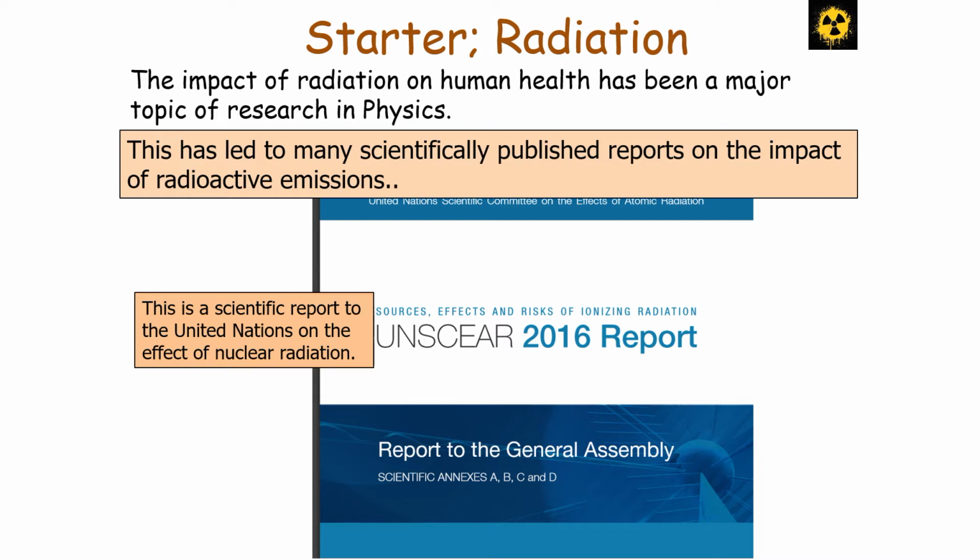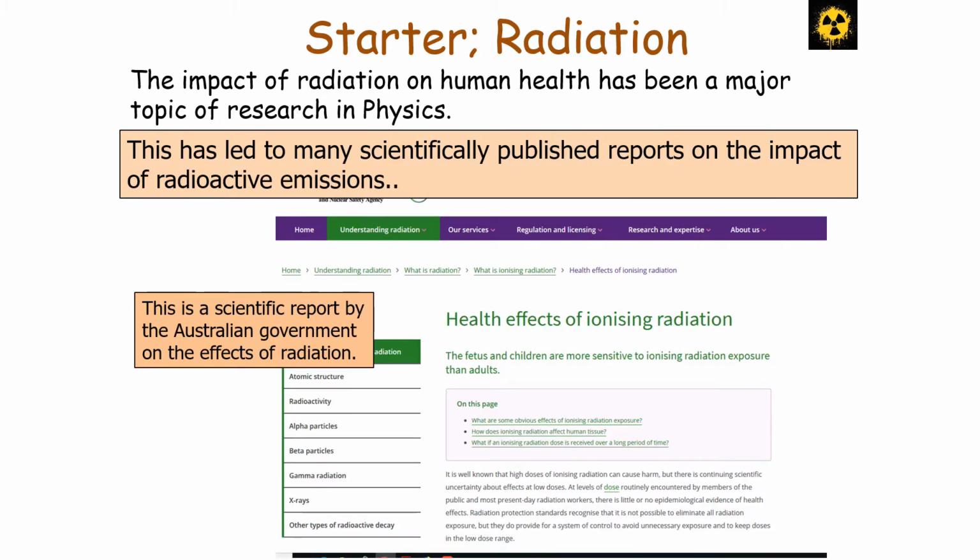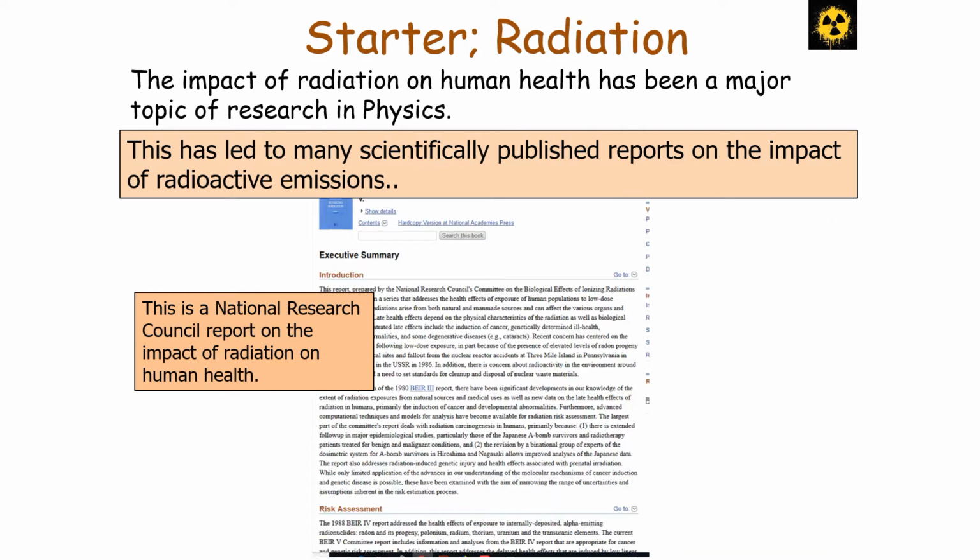So, for example, there's been a scientific report to the United Nations on the effect of nuclear radiation. There's been a scientific report on the impact of nuclear radiation to Japanese children due to the Fukushima disaster. There's been a scientific report by the Australian government on the effects of radiation. There's been a National Research Council report on the impact of radiation on human health.